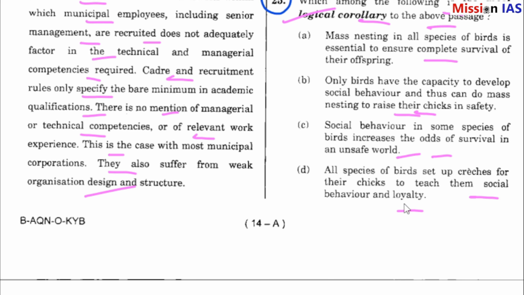So answer is very easy. Answer is C. Social behavior in some species of birds increases the odds of survival in an unsafe world.